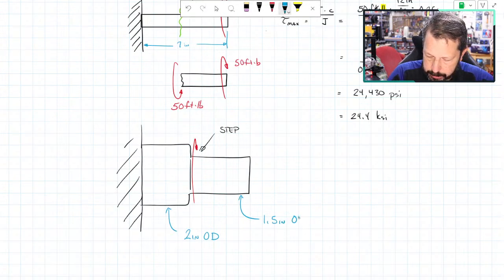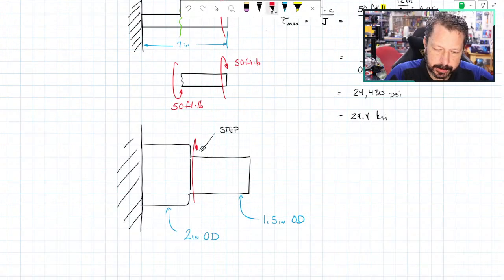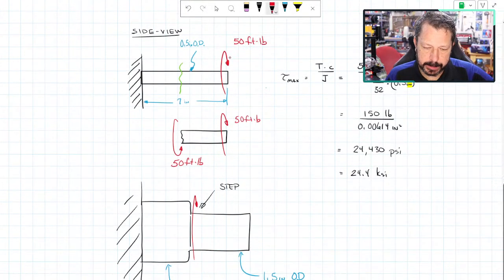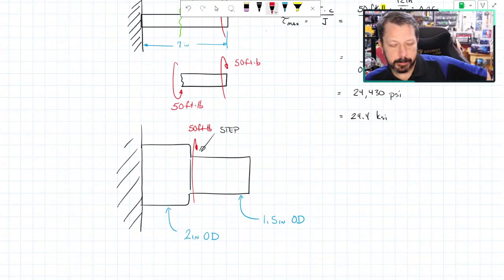Inch OD. Let's say that this torque is, we had 50 foot-pounds here and a 1/2 inch, and it was not okay, but these are much larger. Let's do the other 50 pounds again. 50 foot-pounds. But let's add some others.